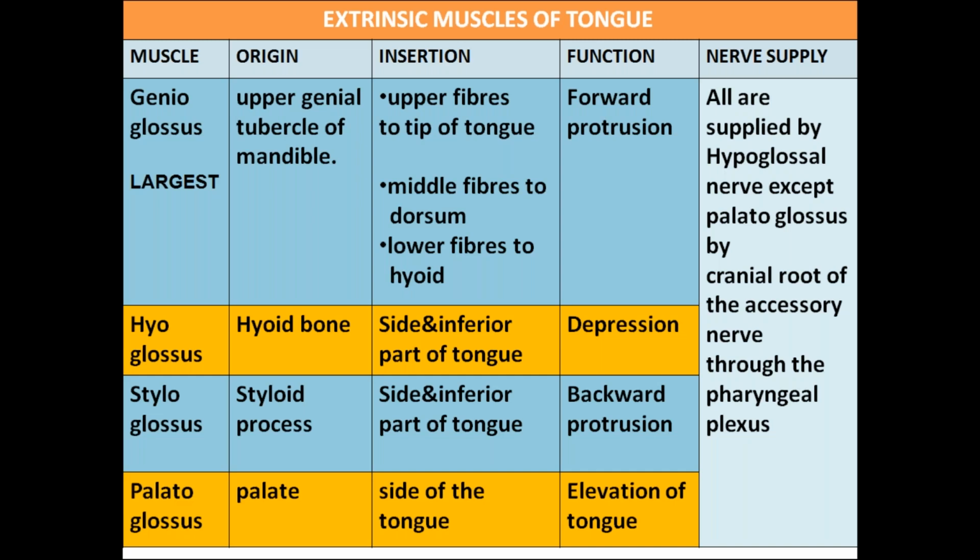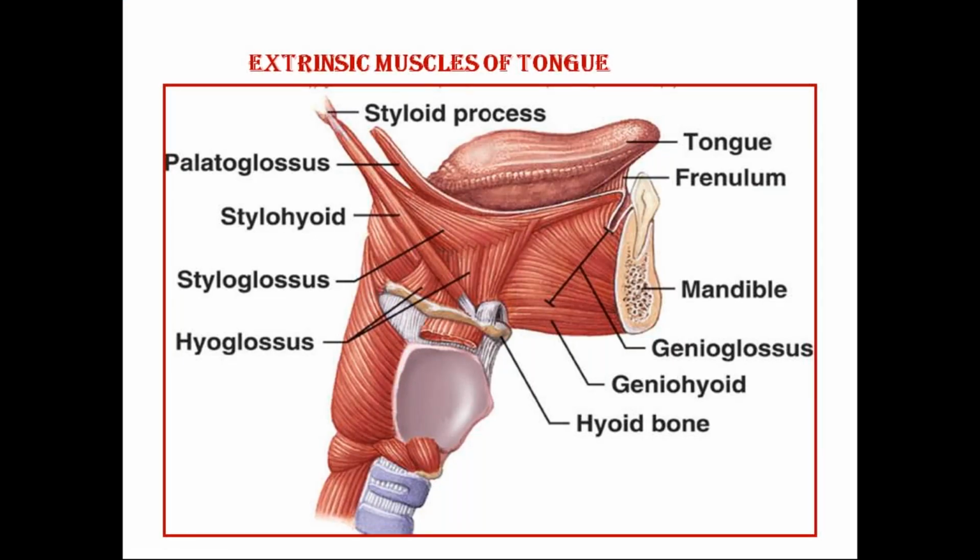And hyoglossus, from the hyoid bone to the side and inferior part of the tongue. It helps in depression of the tongue. Styloglossus, from the styloid process to the side and inferior part of the tongue, for backward protrusion. Palatoglossus, from the palate to the side of the tongue, for elevation of the tongue. So the extrinsic muscles of the tongue include the genioglossus, geniohyoid, and hyoid bone attachment, that is palatoglossus, stylohyoid, styloglossus, and also hyoglossus.